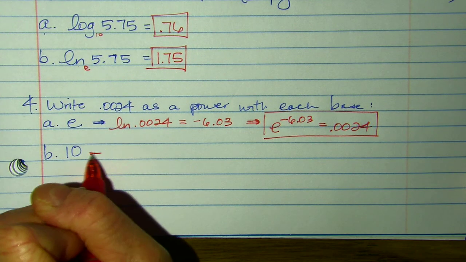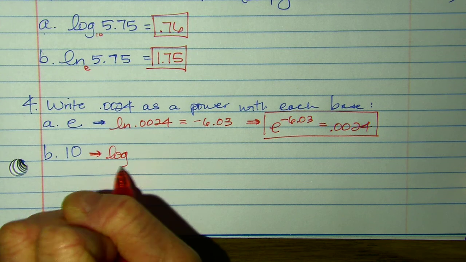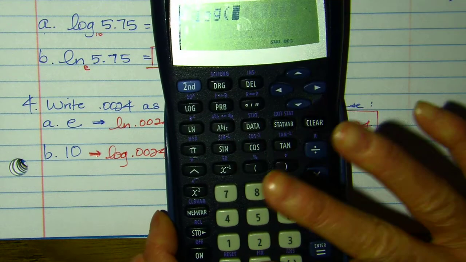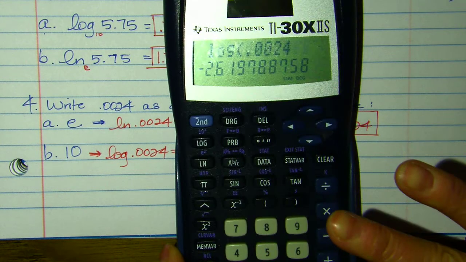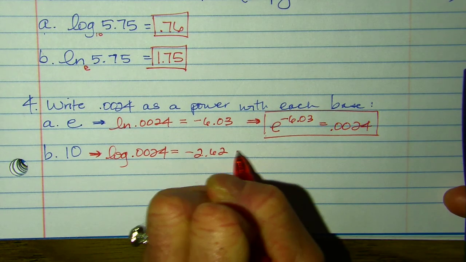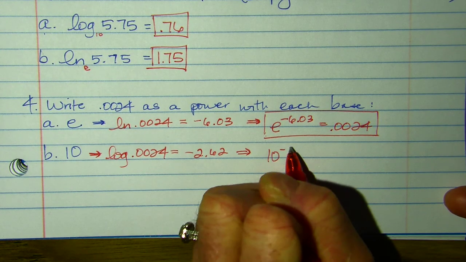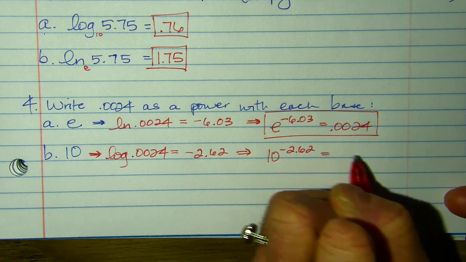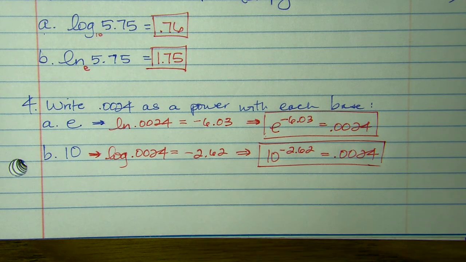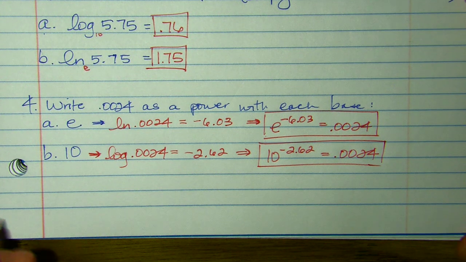Okay, I'm going to do the same here. So the log of 0.0024. So log 0.0024. And I get negative 2.62. So 10 to the negative 2.62 equals 0.0024. Pretty simple section using our calculator, rewriting it in exponential form.